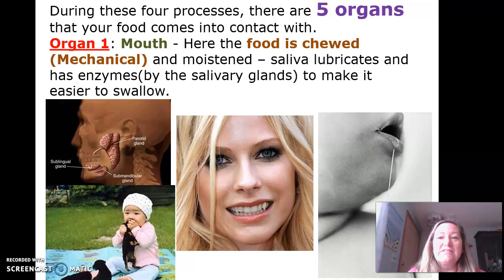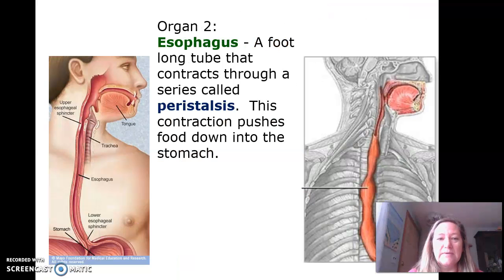During these 4 processes, there are 5 main organs that your food comes into contact with. The first organ is the mouth. Here the food is chewed and swallowed. That's called mechanical digestion, when the act of actually chewing the food happens. Saliva, produced by the salivary glands, helps to break down the food and makes it easier for the food to go down the esophagus. There are also lots of enzymes in the saliva to help break it down in the mouth before it even gets to the stomach.